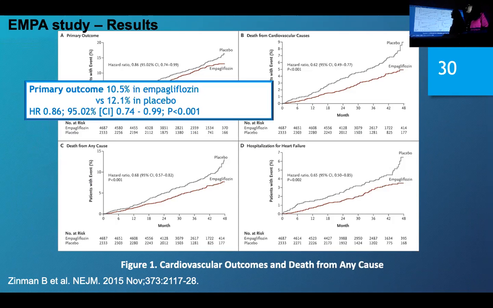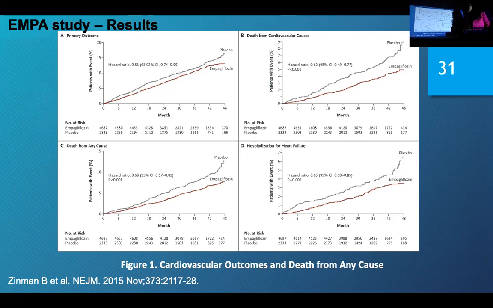Let's look at the numbers: 10% in the empagliflozin group showed the primary outcome versus 12% in the placebo group. The hazard ratio was 0.86. Now let's look at the hazard ratio. We're talking about a ratio. The 95% confidence interval ranged from 0.74 to 0.99. Because we're talking about a ratio, it did not include 1, the digit 1. So that means it's statistically significant. And the p-value here was less than 0.001.